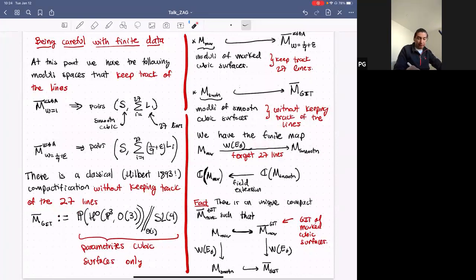It's a really nice story after that. But for now, what we really care about is that this will induce a field extension. And then the point that was remarked is that if you have this open set of marked cubic surfaces, and we have our regular smooth ones, and then you have your GIT, then you can fill in your diagram, so to speak, and this is what we call the GIT of marked cubic surfaces.